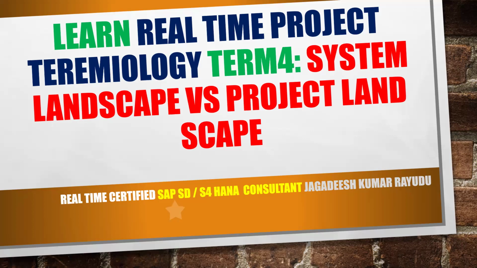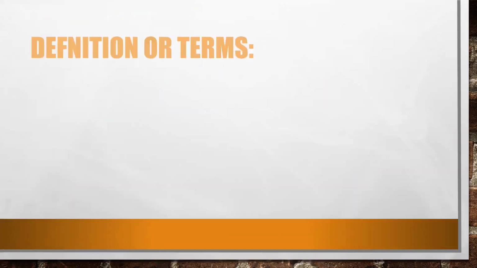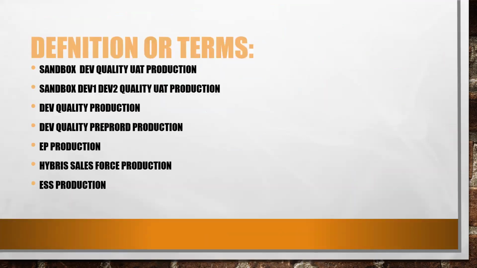Project landscape. Okay, what kind of different systems are connected for the collective purpose? That we will call a project landscape. So once a project is started, what are all the systems that got finalized? What are all the requirements that got finalized? That falls under project landscape. Okay. So if you look at this, in certain companies, they will take sandbox, development system, quality system, UAT system, and a production system. All these different systems are in the landscape.